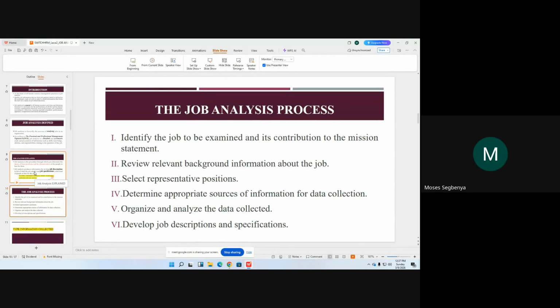So you ask yourself, what do I need to achieve with the job analysis? You are supposed to come out with the job description and the job specification. So these are the two things. Now, the next thing we want to look at is the job analysis process.